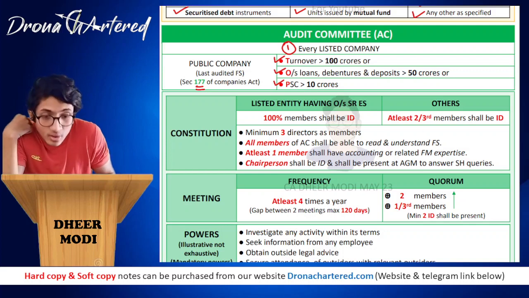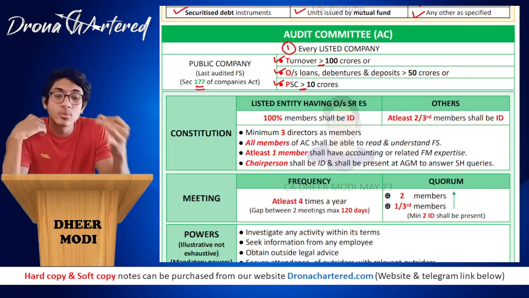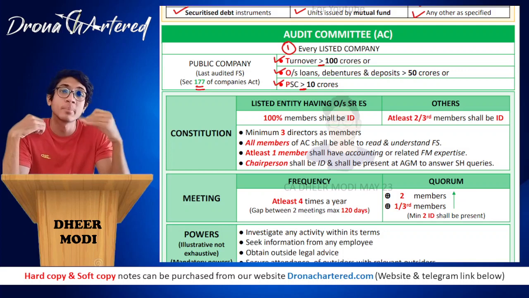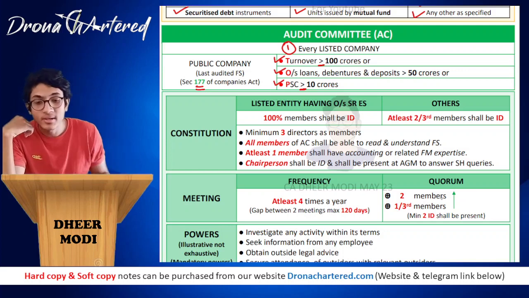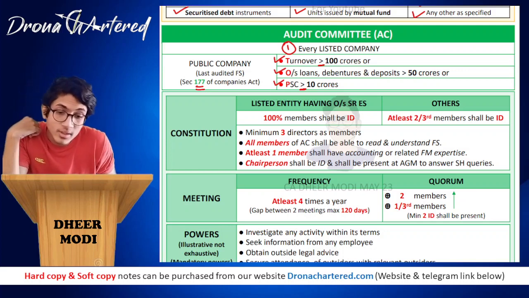In such a case, just make a correction. This is equal to or more than, and over here it is only more than. So turnover is equal to or more than 100 crores and paid up share capital is equal to or more than 10 crores.